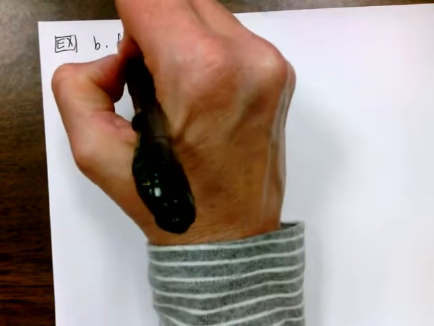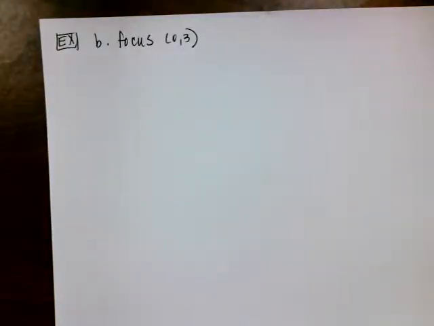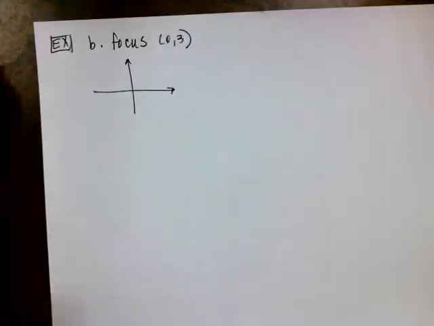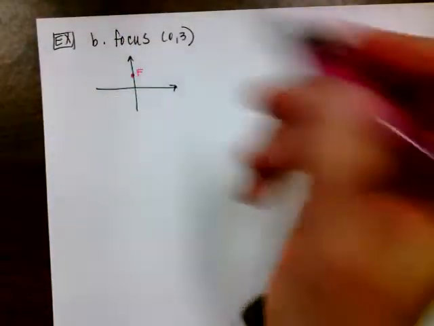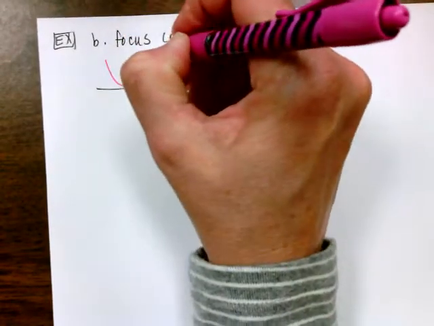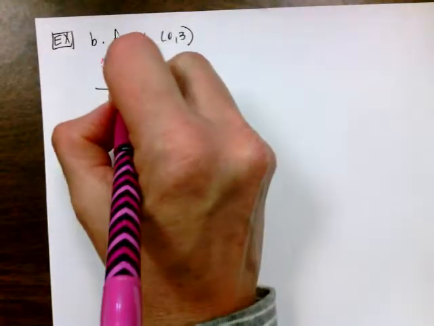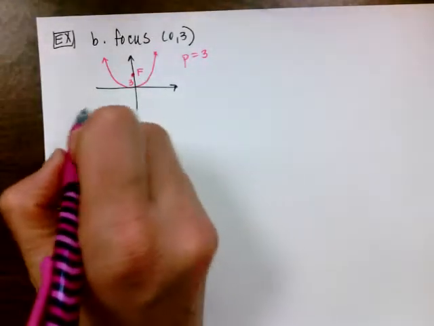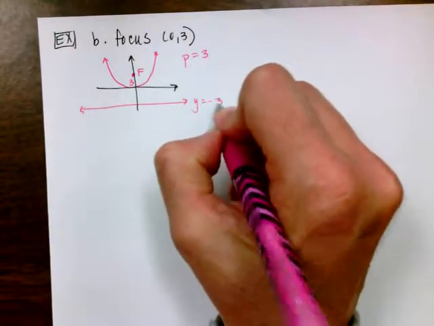My focus is going to be 0, 3. So again, I really want to use my information to sketch a graph before I start trying to write an equation. Alright, if my focus is at 0, 3, so there's my focus, that tells me that my parabola is going to go up because the focus is always on the inside of the curve. And that means that that distance is p, so p is going to be 3, and that means then that my directrix would be down there, and it would be y is a negative 3.